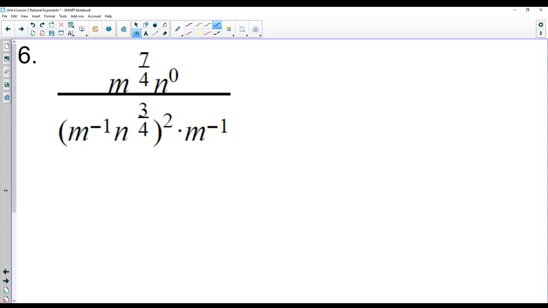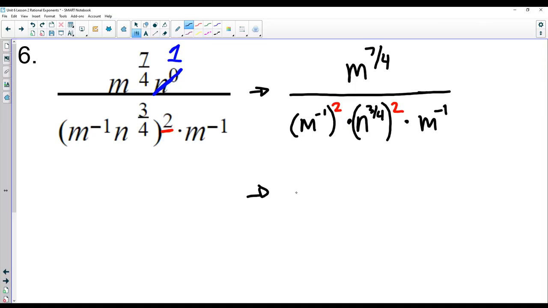So right away I see n to the 0 power here. I automatically know that this is 1, so that one I can ignore, because it's just a 1. So the only thing I have up here in the numerator is m to the 7/4, and I can't do much else with that. I do have to do a little bit of work in the denominator though. I have this set of parentheses, so I distribute the 2.